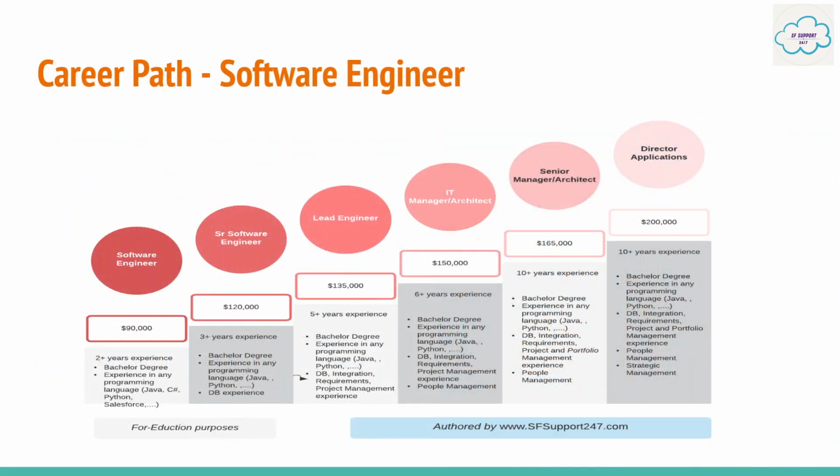Here you can see the career progression: software engineer, senior software engineer, lead engineer, IT manager or architect, then senior manager. Based on the organization structure, they can get promoted to director of applications. So just to wrap it up, software engineer is a very crucial role. These are the folks who actually write the code, work with different stakeholders, and deploy the code.